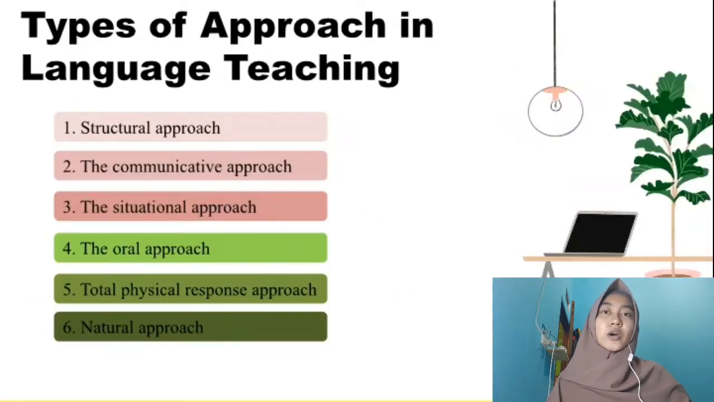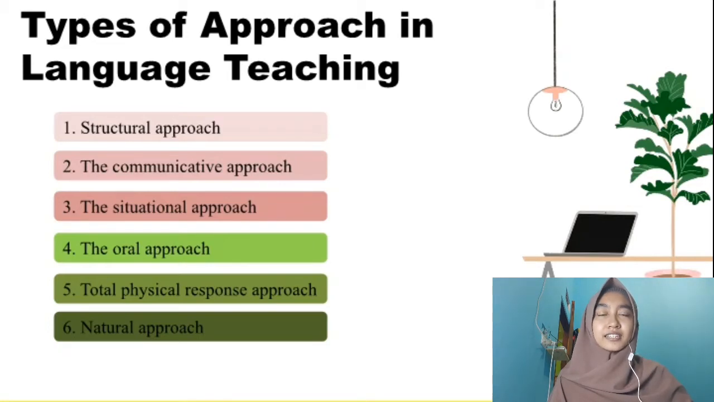Okay, after we know what approach is, we also have to know the types of approach in language teaching. There are 6 types. For the first, structural approach. It creates a suitable environment in the class for learning a foreign language. It gives command over the language as there are more opportunities for pupils to express their ideas, feelings, and experiences in the English language. But some critics feel that the teacher cannot successfully teach prose, poetry, and composition, and the present curricula is not suitable to follow this method.